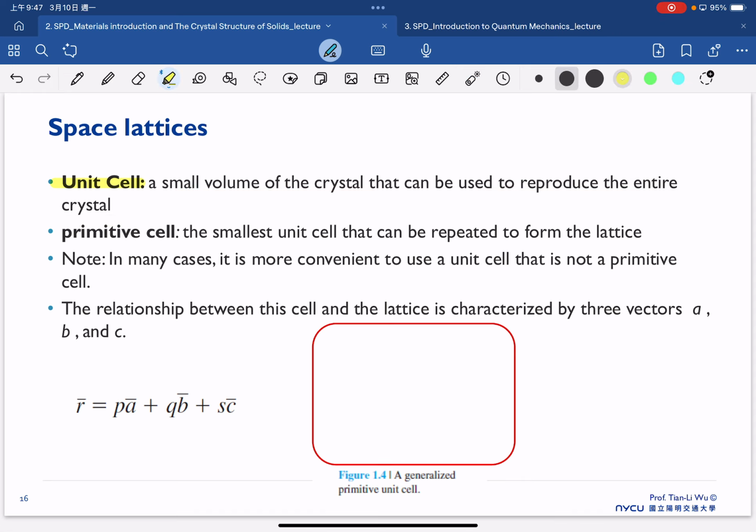And we also have another one called the primitive cell. This is the smallest unit cell that can be repeated to form the lattice. In many cases, it's more convenient to use a unit cell than the primitive cell. That's a typical case. This is just a pure definition, that in the crystal we have these two cell definitions. And the relationship between the cell and the lattice is characterized by three vectors, A, B, and C.